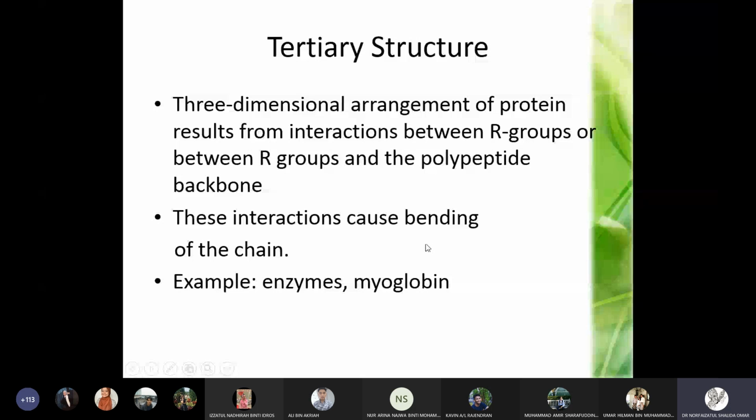Whereas tertiary is a three-dimensional arrangement of protein that results from interactions between R groups or between R groups and the polypeptide bond. Still one single polypeptide chain, but with interactions between the R groups, and then the hydrogen bond also. So these interactions cause bending of the chain. So most enzymes and myoglobin are all in this tertiary structure.